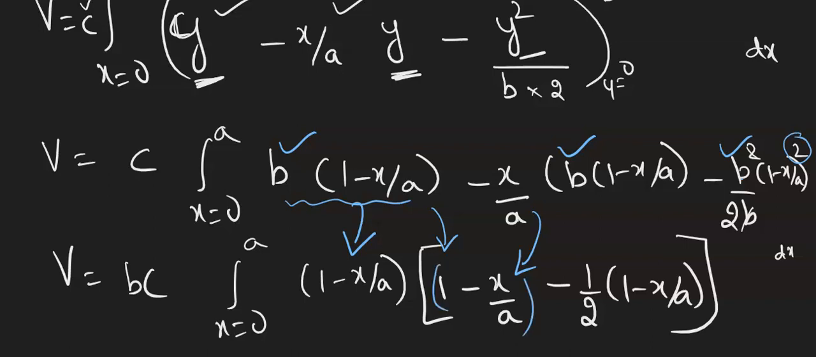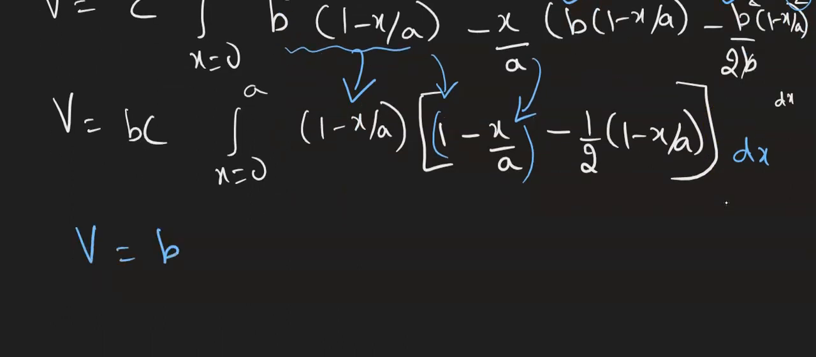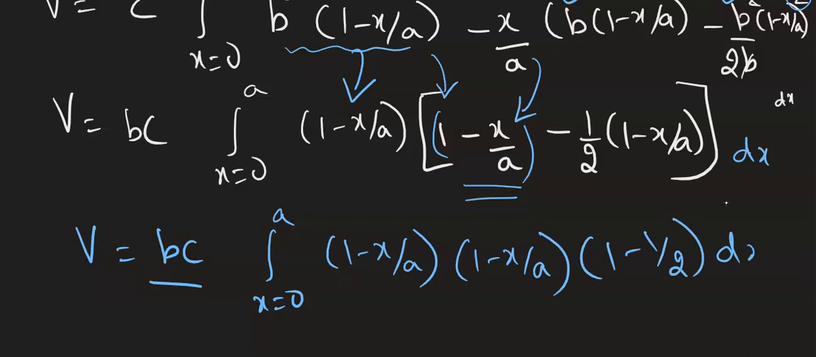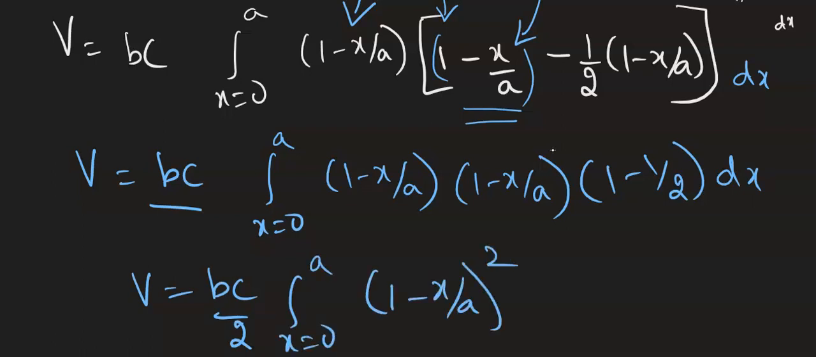If you see here, again, if I take 1 minus x by a common, of course we have dx. If I take 1 minus x by a common again, already we have b c. We'll write this again: 1 minus x by a if I take common from these two terms, and see here, this is also 1 minus 1 by 2. So I will write 1 minus 1 by 2 dx. So what is 1 minus half? That is, the leftover value is 1 by 2. So V is equal to bc by 2 integral x equal to 0 to a of 1 minus x by a the whole square dx.